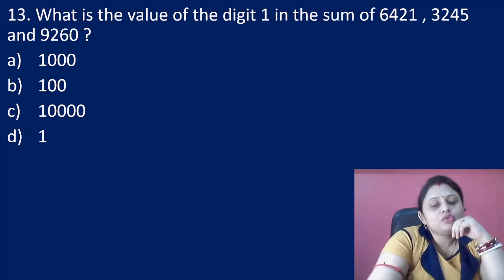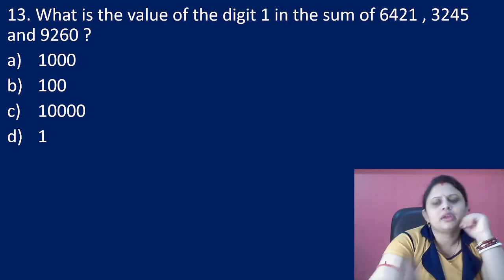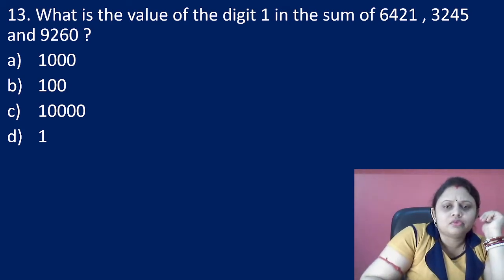What is the value of the digit 1 in the sum of these three numbers? Okay, so we have to find its sum. What are the numbers?